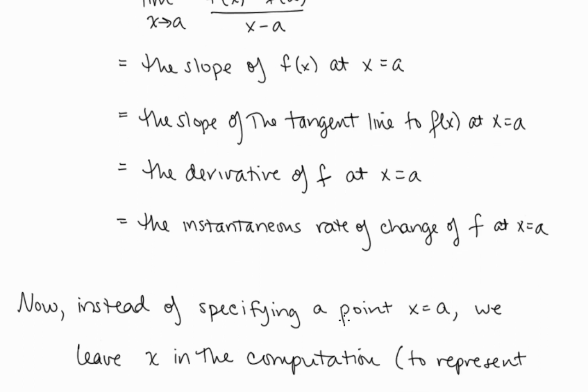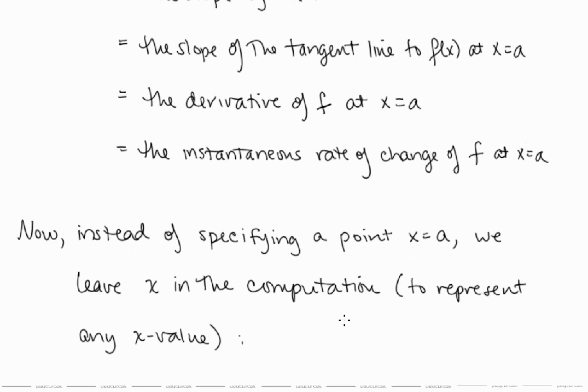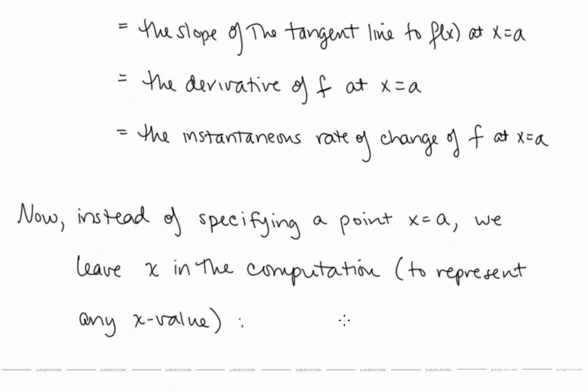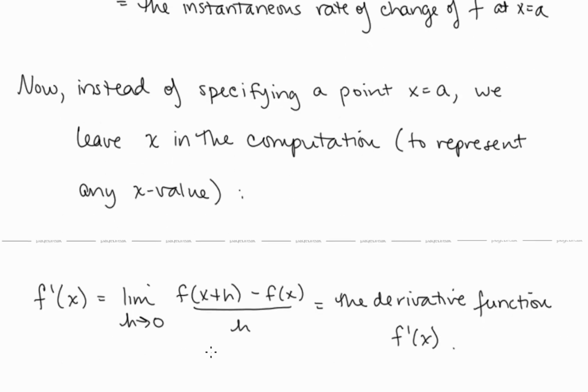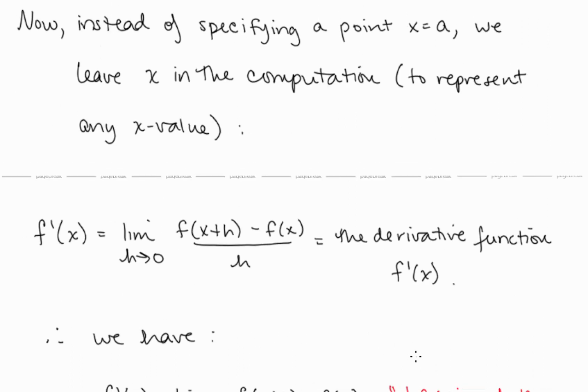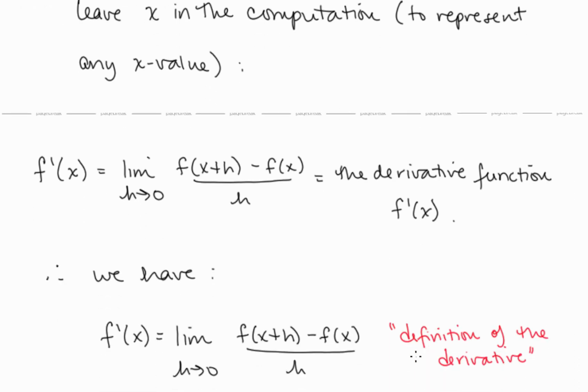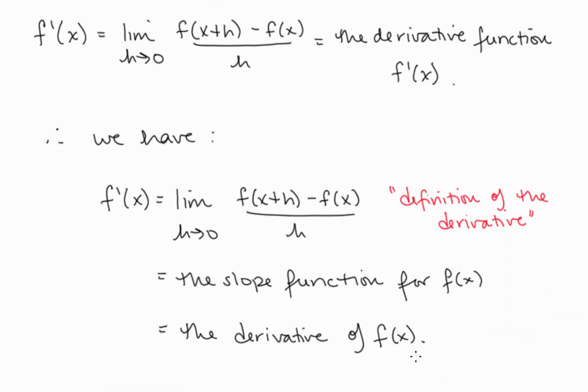In this lesson, instead of specifying a point x equals a, we leave x in the computation to represent any x value. So here we're looking at f prime of x, which is the limit as h goes to 0, f of x plus h minus f of x over h. And so our result is going to be a function of x, and this is the derivative function f prime of x.